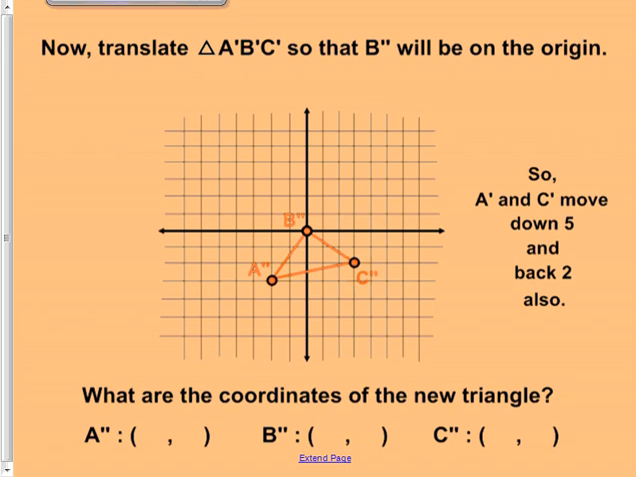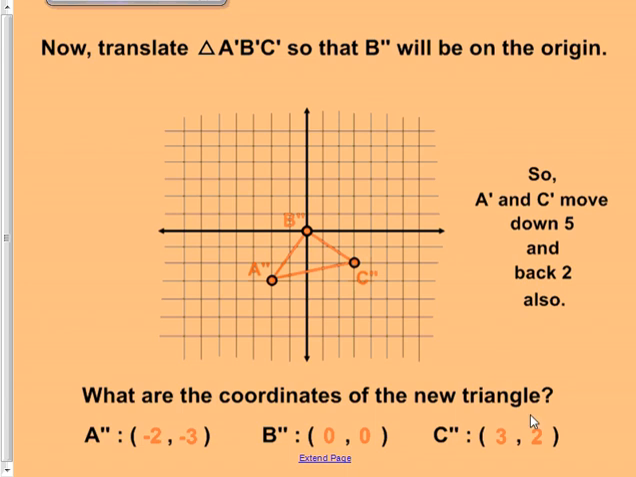So at the bottom, what are the coordinates of the new triangle? Well, where is point A double prime? A double prime is at -2 on the x-axis and -3 on the y-axis. B double prime is sitting on the origin. That is a very easy one, (0, 0). And C double prime, where is its location? +3 on the x-axis, -2 on the y-axis.